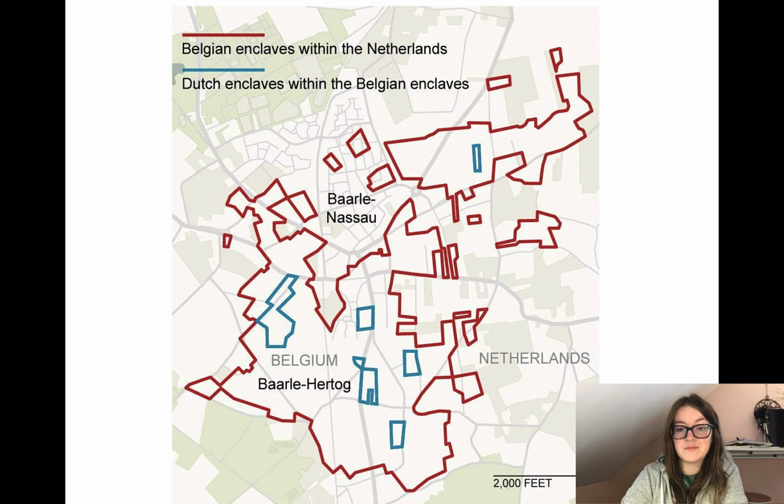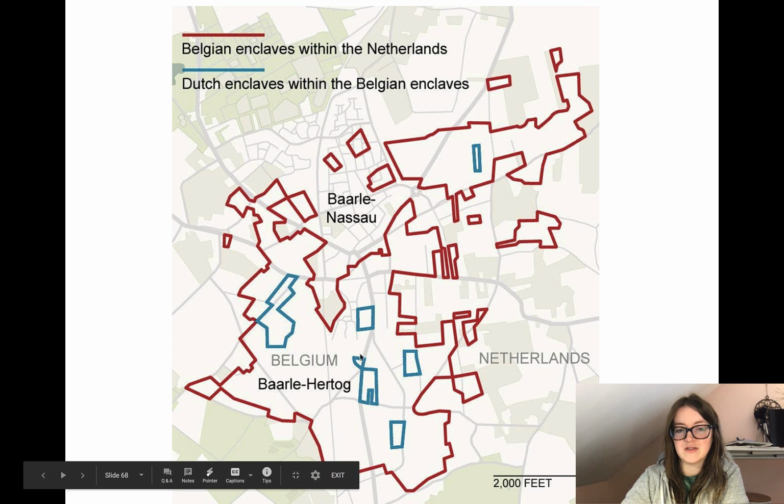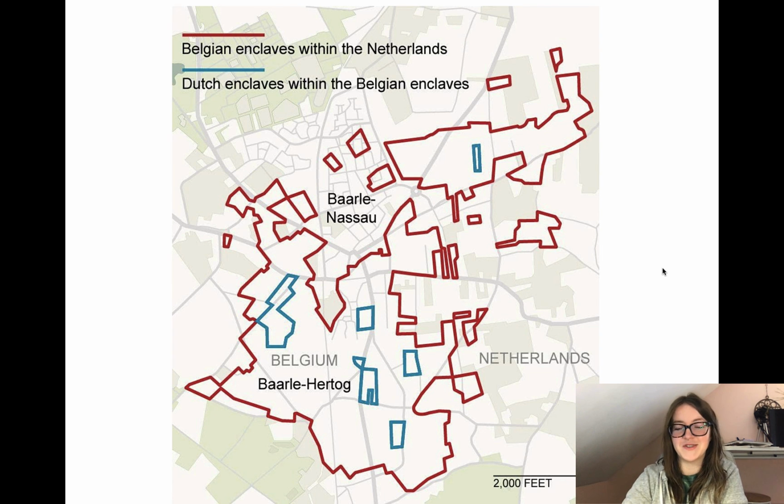So looking here, we are in the Netherlands. So remember, the Netherlands are Dutch. Everything in red is a Belgian enclave within the Netherlands. So we have parts of Belgium, this is legally Belgium, that is within the Netherlands. But it gets a little meta here. Within those Belgian enclaves, we now have Dutch enclaves. So everything in blue. Little tiny areas of the Netherlands within Belgium, within the Netherlands. So hopefully that's not too confusing.